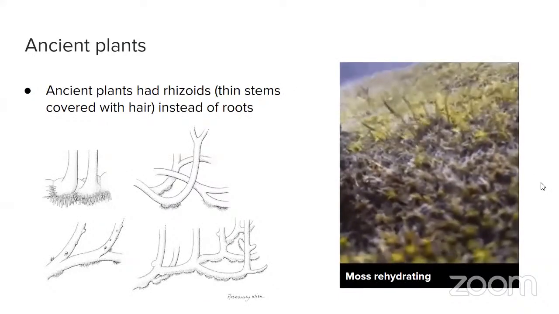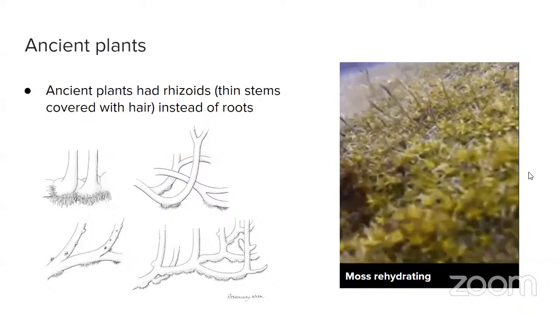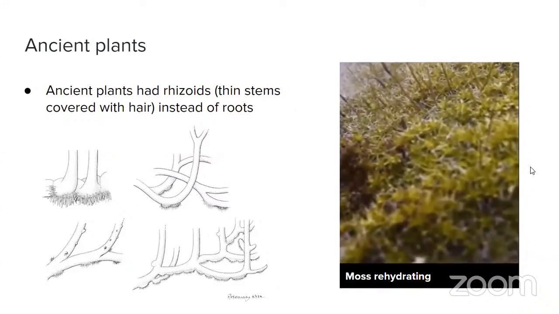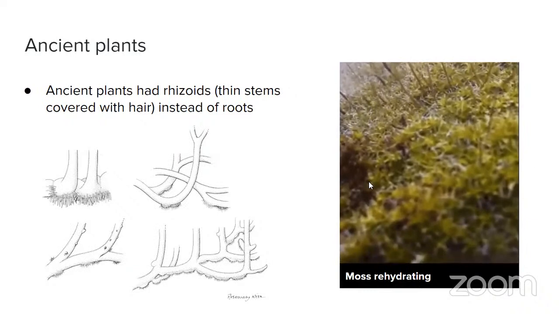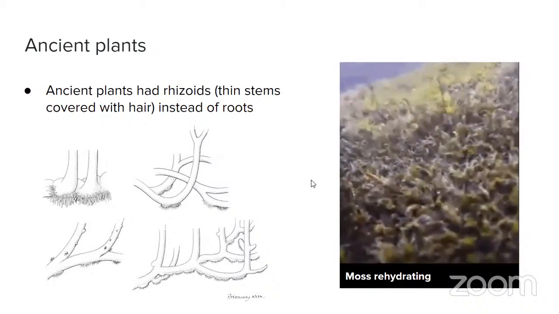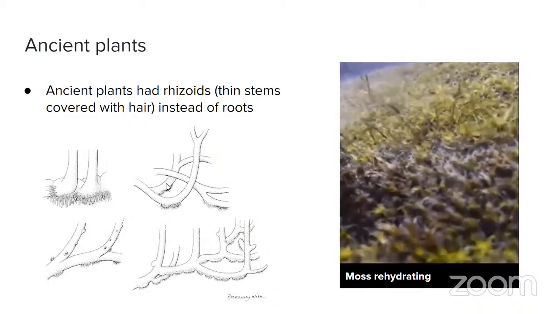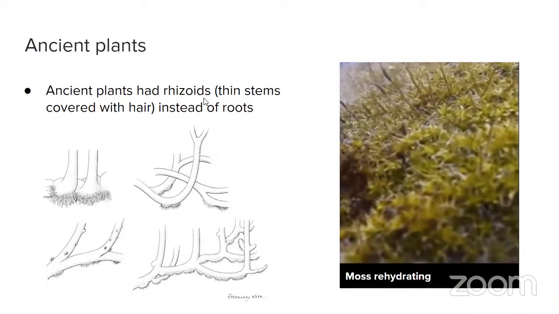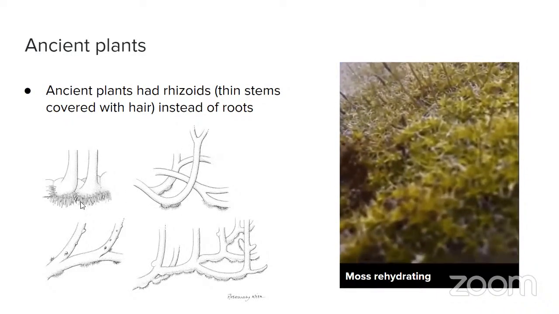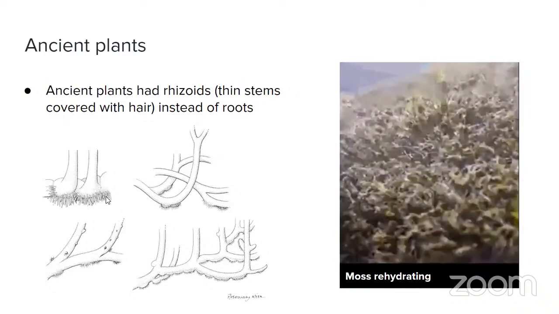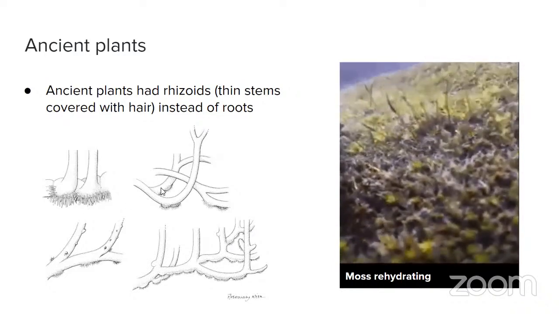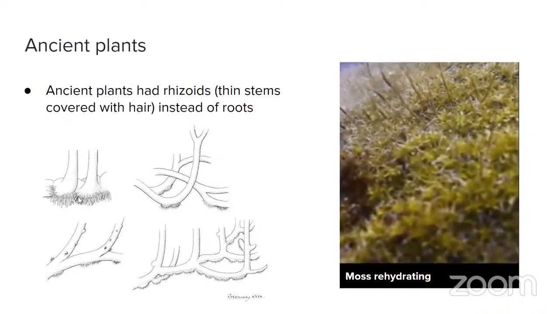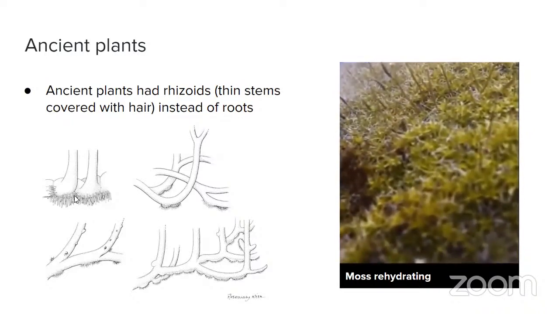Which is fine, because our ancient plants didn't have the same sort of root structures that we see in a lot of the plants we think about today. Some small plants living now have these structures as well, but our ancient plants would likely have had these rhizoid structures, which are more like a thin stem covered with hairs, instead of long branching roots. Lots of mosses still have structures similar to this.